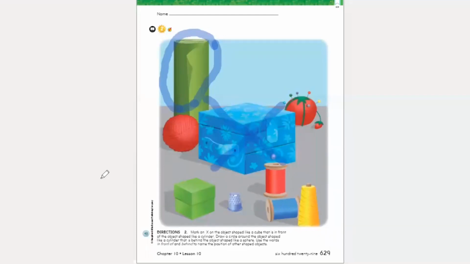Okay, now it's your turn. Can you do the rest of your math pages by yourself? If you forget what the words mean, you can always go back and watch the first part of this video to help you remember. In front of, behind, beside, next to, above, below.